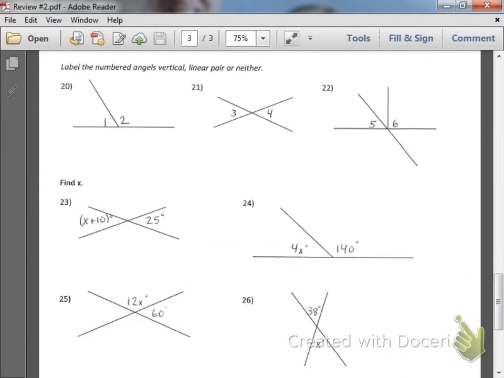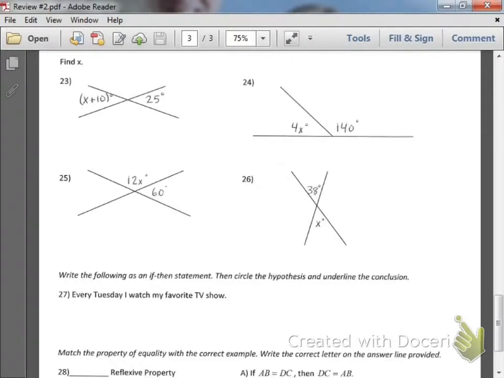Alright, this next section is the tricky part because you have to remember how to set these up. So if they're vertical angles, I know they're equal. If they're a linear pair, I know they add to 180. So on 23, am I going to set these equal to each other or make them add to 180? Add 180. So ask yourself, are they linear pair or vertical? Vertical. Vertical angles are congruent. So set them equal and solve. So on number 23, I am getting that x equals 15.